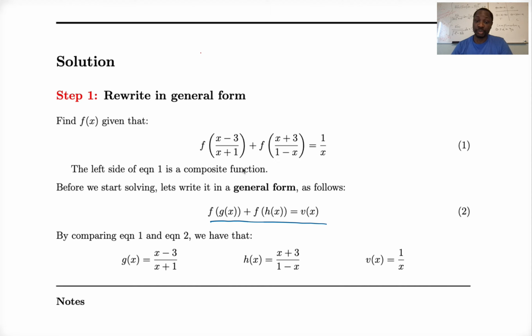Now, all we would be doing in this step is comparing. If I compare equation 1 and 2, I can see that my g of x is equal to x minus 3 divided by x plus 1, as written down here. My h of x from equation 2 is equivalent to x plus 3 divided by 1 minus x, as written here. And finally, my v of x is 1 divided by x, which is just the right hand side.